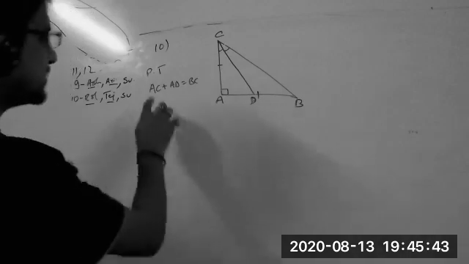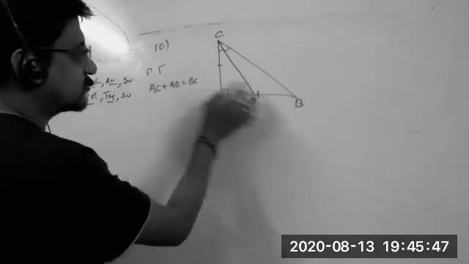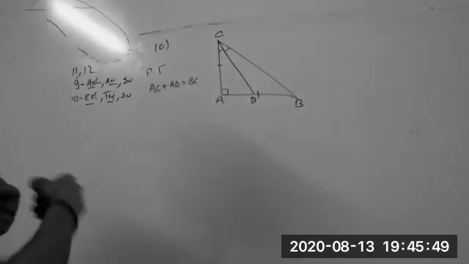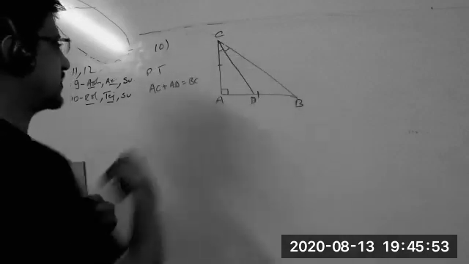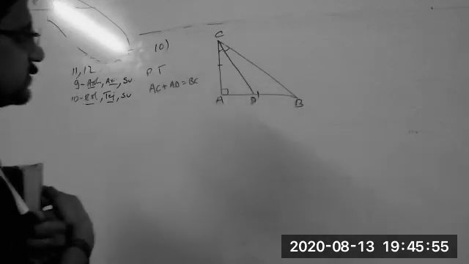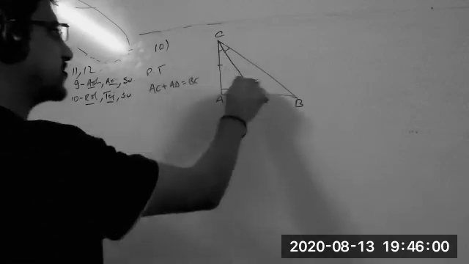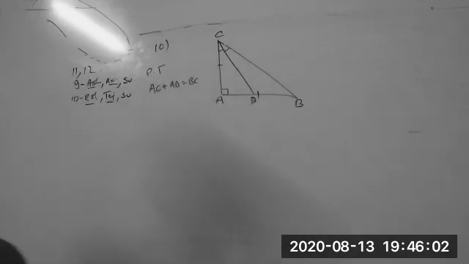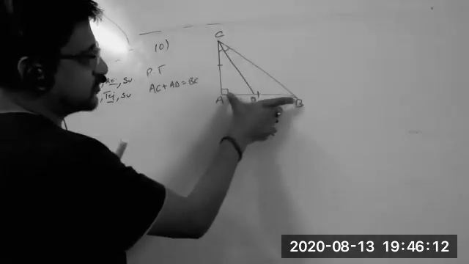So the question is AC plus AD is equal to BC. What all triangles are coming? AC, AD, this triangle, and BC, this triangle. This triangle is included in this triangle, but this triangle cannot be congruent to this triangle. Then we will have to do one construction. So this is equal to this.